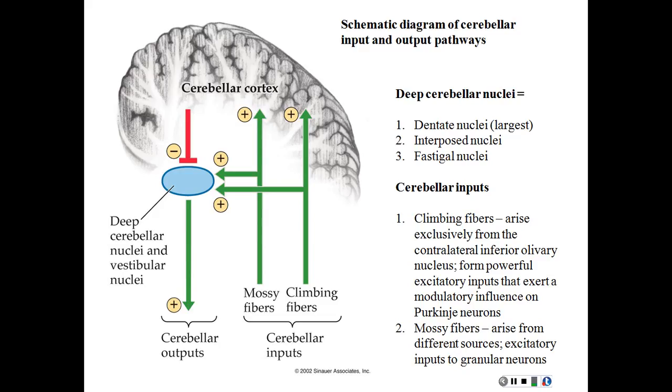We have these fibers referred to as climbing fibers that work their way into the cerebellum that arise from the contralateral inferior olivary nucleus, which we know is in the medulla. And these provide a very strong positive input to neurons in the cerebellum.